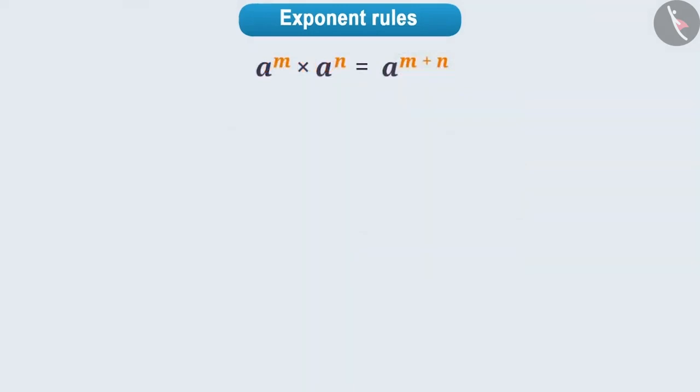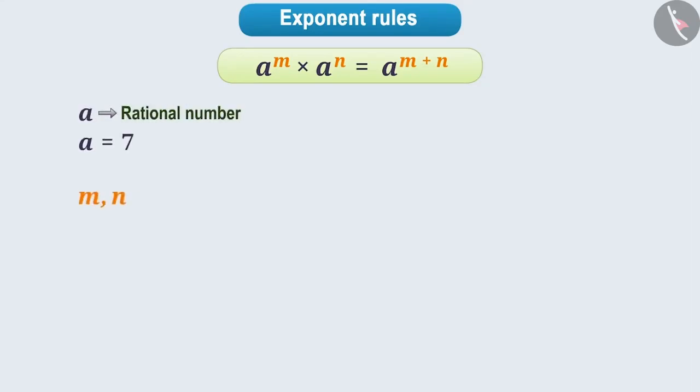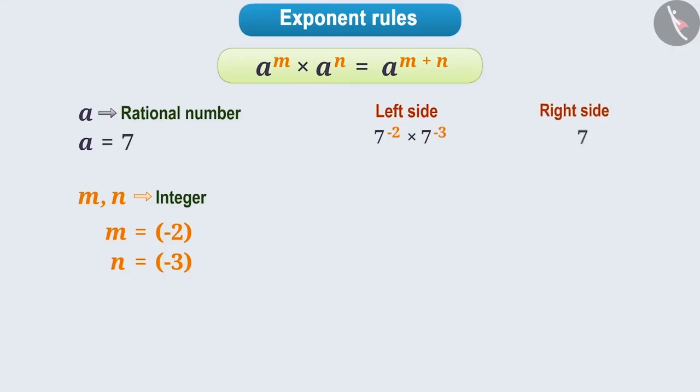Let's find out. The rule a to the power m into a to the power n is equal to a to the power m plus n will be the first to be discussed. Suppose we take the value of a as a rational number such as 7, the value of m as integer minus 2 and the value of n as integer minus 3. So the left side will become 7 to the power minus 2 into 7 to the power minus 3, and the right side will become 7 to the power minus 2 plus minus 3 whole, which is equal to 7 to the power minus 5. Let us find out whether the values of both the sides are equal or not.